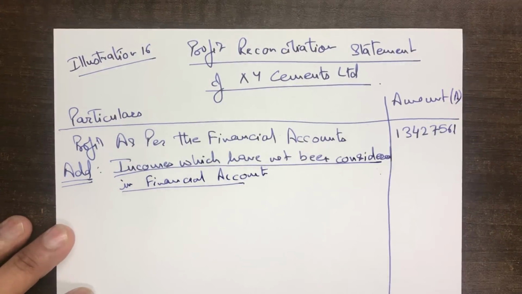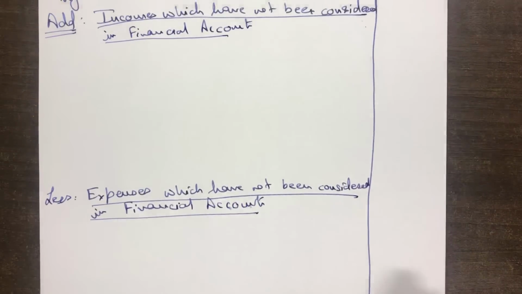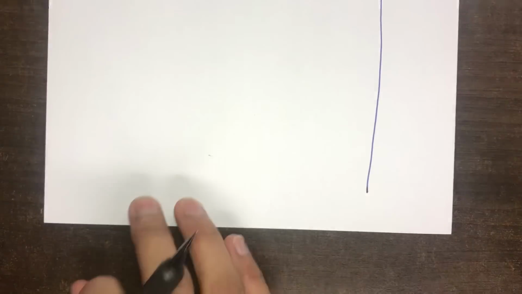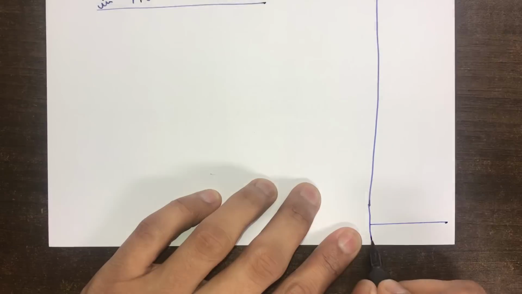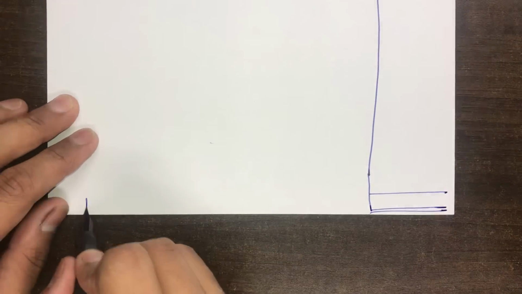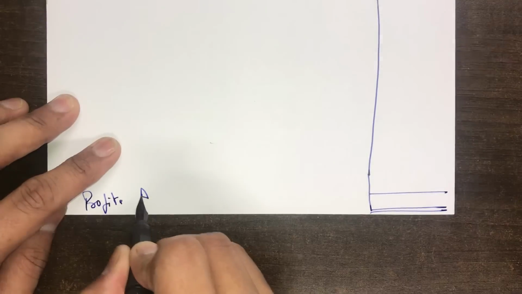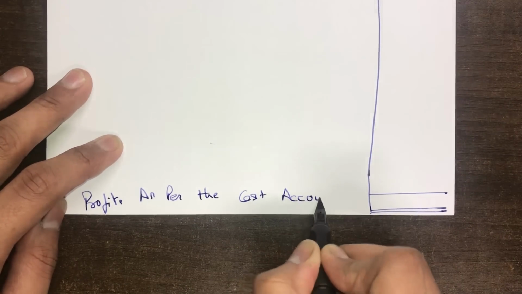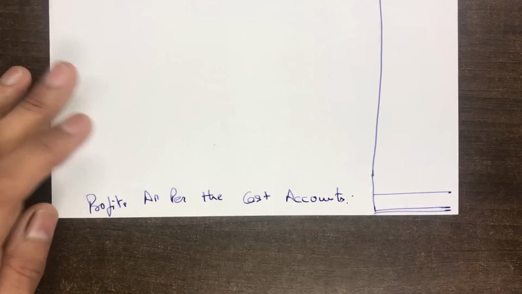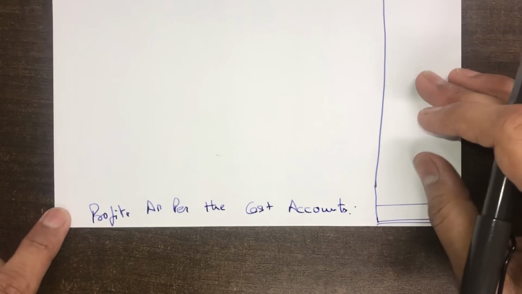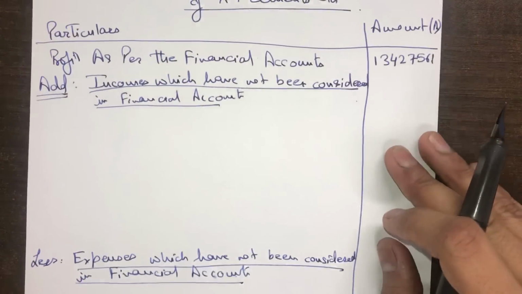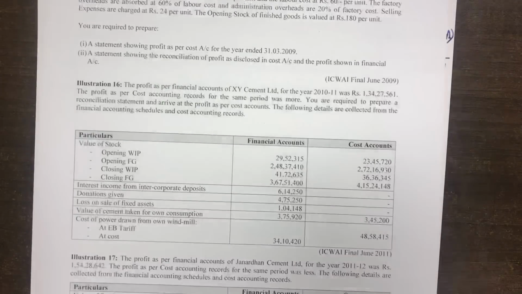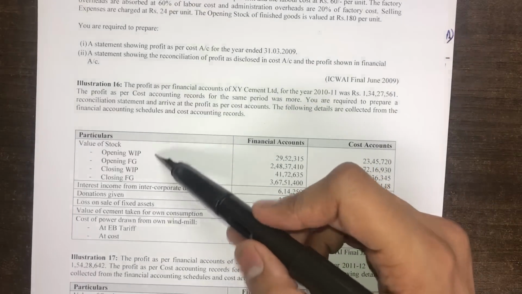So we have to arrive at the figure of profit as per the costing accounts by adding and subtracting certain items, making certain adjustments. The last figure will be the figure of profits as per the cost accounts. That will be our answer. In this process, we have to adjust certain items which are given in the question. So let's start. The first item is valuation of stock.